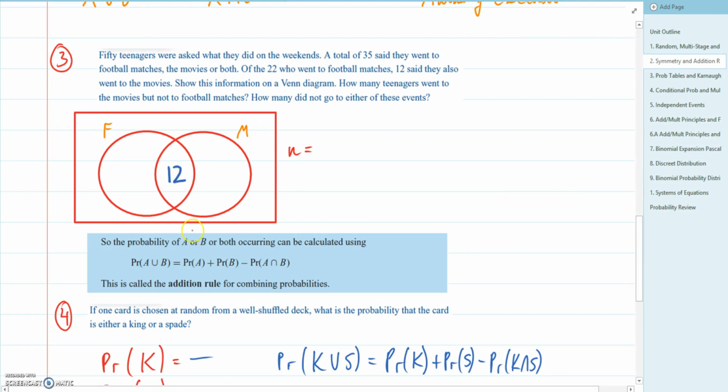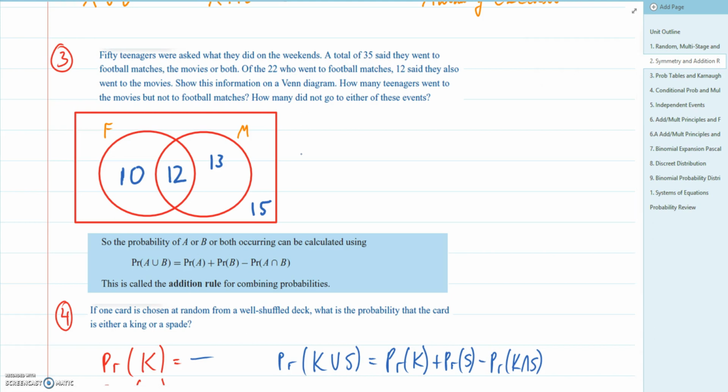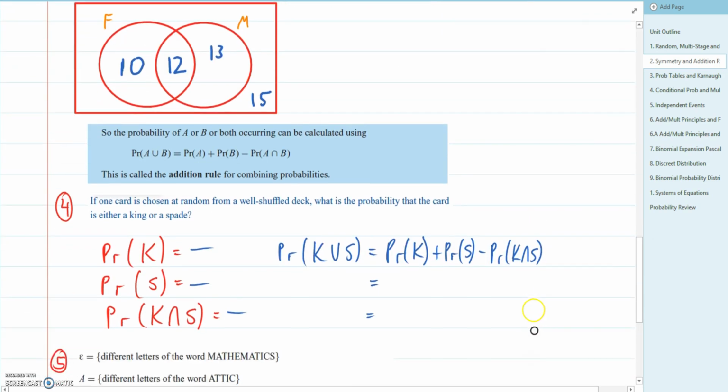So we've got 12 in the middle, which means if we've got 22 in football total, we need a 10 there. And our final section is 35 in total, meaning that we need another 13 in this circle here. So 13 there, and we had 50 in total, so 15 on the outside. So again, we can split up those individual items using Venn diagrams or Karnaugh tables as well, which we'll come into a bit later on. They're looking for probability more.